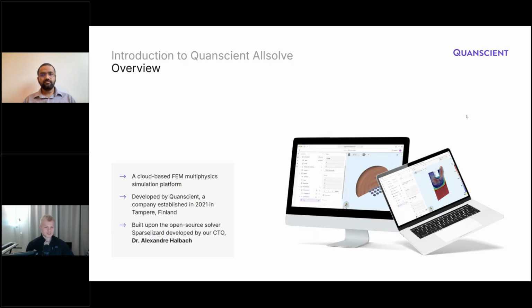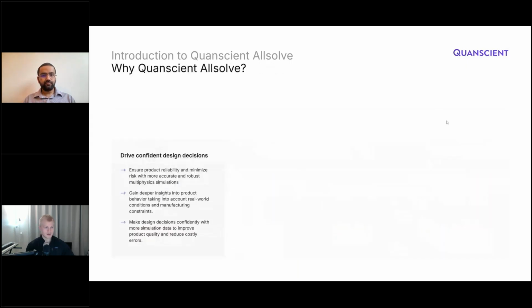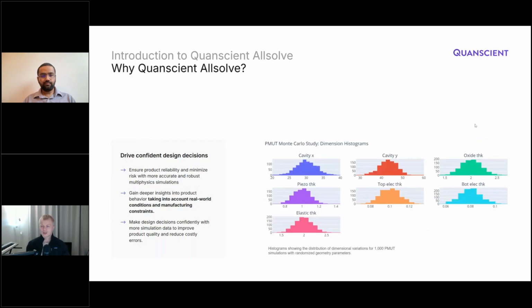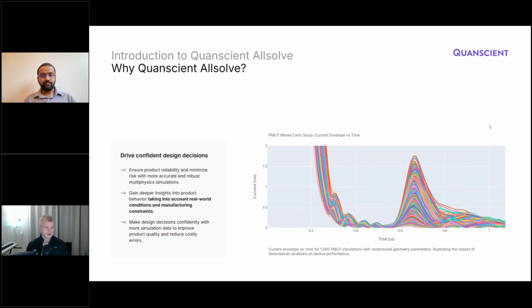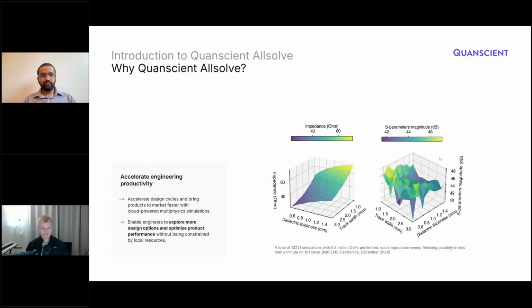Now, why Quanscient? Why are, for example, companies like this using Quanscient? Well, the key benefits are in the cloud-based nature of the tool, which allows for driving confident design decisions through taking into account real-world conditions and manufacturing constraints. So you can run Monte Carlo simulations, parallel simulations of up to 1,000 or even more. Results can look like this. You can accelerate engineering productivity by exploring more design options and optimizing product performance. That can, for example, look like these.